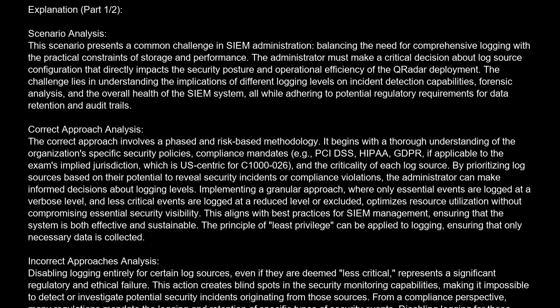The administrator must make a critical decision about log source configuration that directly impacts the security posture and operational efficiency of the QRadar deployment. The challenge lies in understanding the implications of different logging levels on incident detection capabilities, forensic analysis, and the overall health of the SIEM system, all while adhering to potential regulatory requirements for data retention and audit trails. Correct approach analysis. The correct approach involves a phased and risk-based methodology.